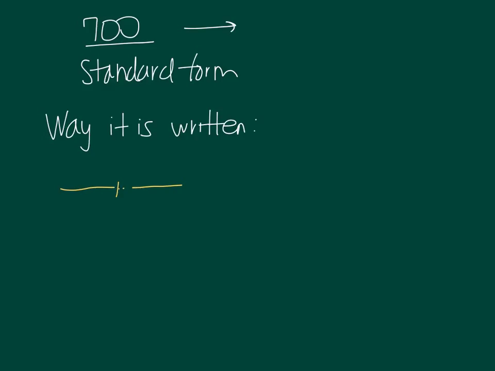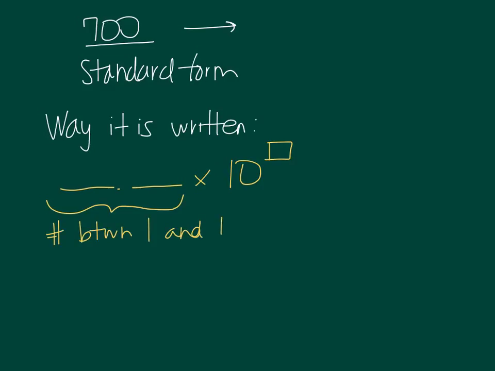Hold on. So you write this decimal times 10 to the something power, okay? And this decimal right here has to be a number between 1 and 10. So this number has to be a number between 1 and 10. Does that make sense?